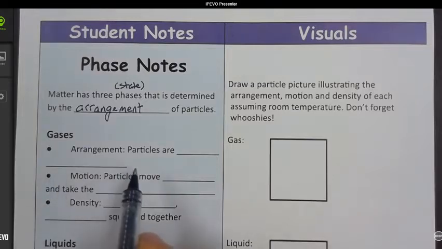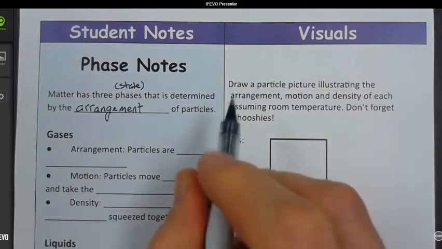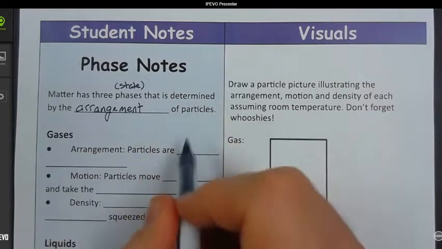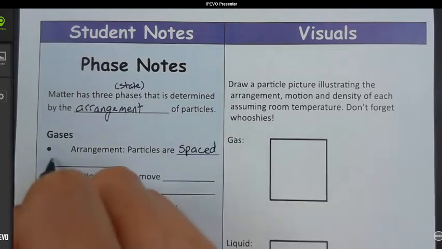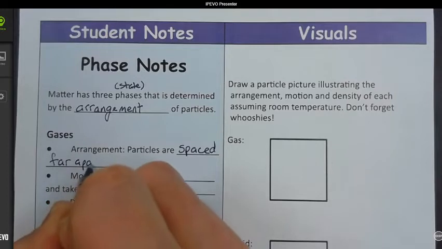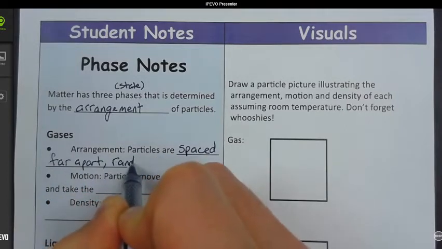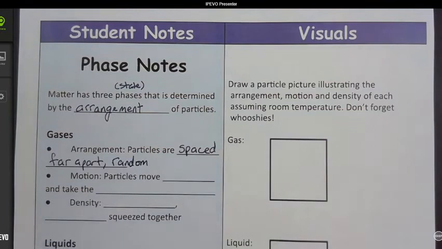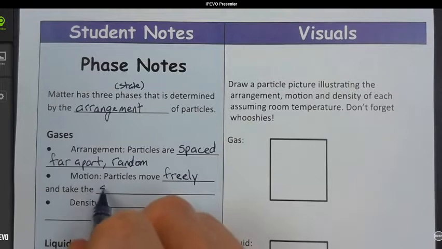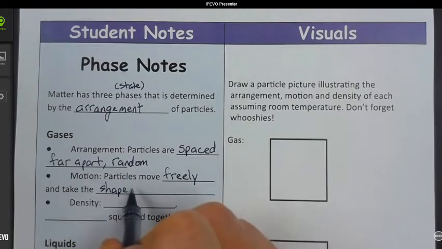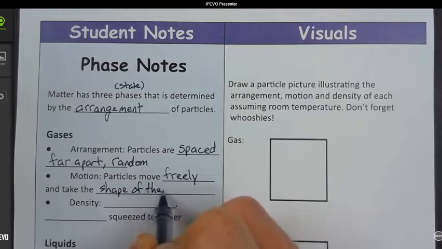So gases, the arrangement of those particles are free form. So they're kind of spaced. Particles are spaced far apart, and they're random. So there's not some consistent pattern with a gas. If we have a balloon, the air inside that balloon is just mixed and moving about freely throughout the inside of that space. So in terms of movement, particles move freely, and they take the shape of their container.